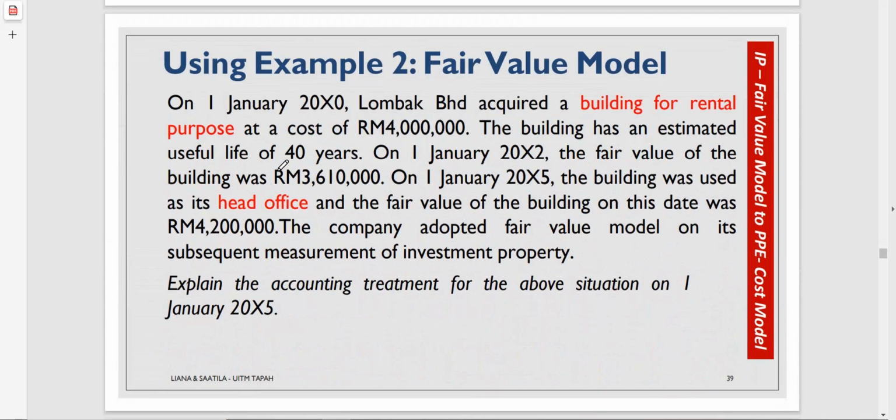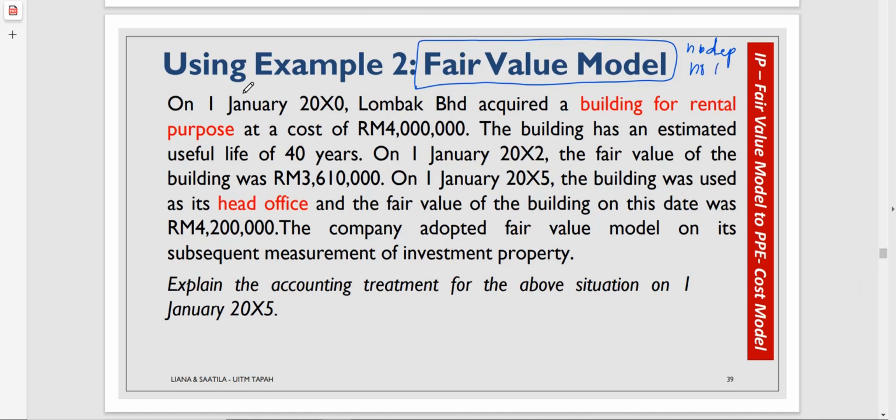We have done that. So let's go to example 2, where we are still using example 2, only that we will now be using the fair value model. Just now we were using the cost model for the IP. Now it is the fair value model. So take note, there is no depreciation, and there is also no impairment loss here. So in the fair value model, the changes in fair value go to the SOPL, and there is no depreciation.